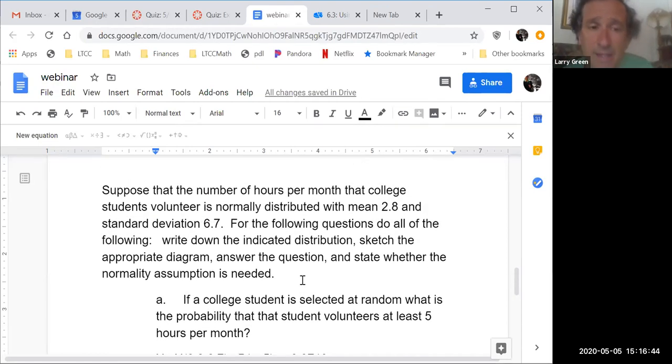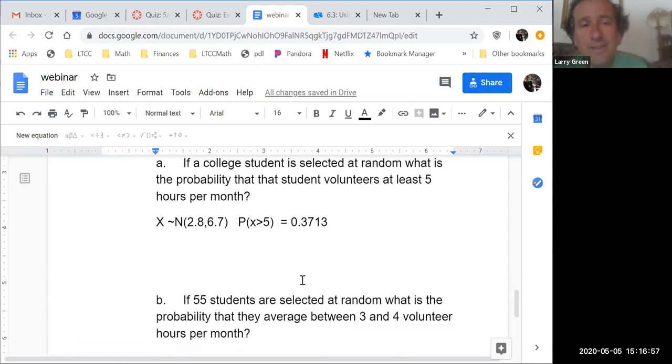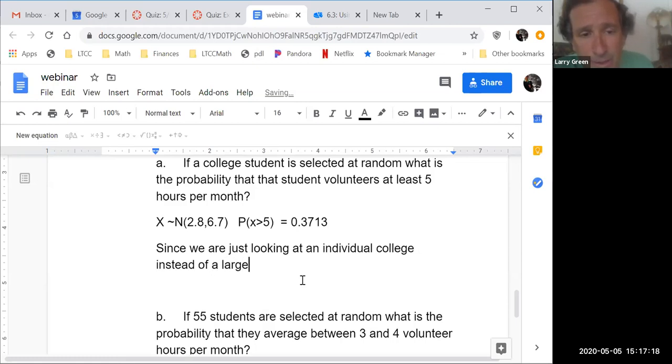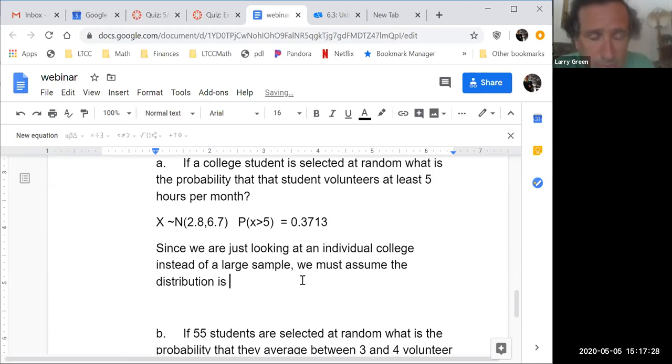Was a normality assumption needed? Could we have done this if it was not normally distributed? Could we have gotten that number? What do you think? No, we used the normal distribution calculator. Since we are just looking at an individual college student instead of a large sample, we must assume the distribution is normal.